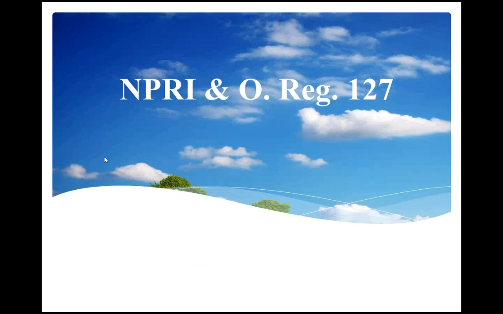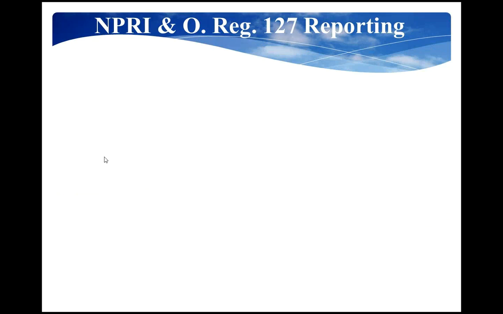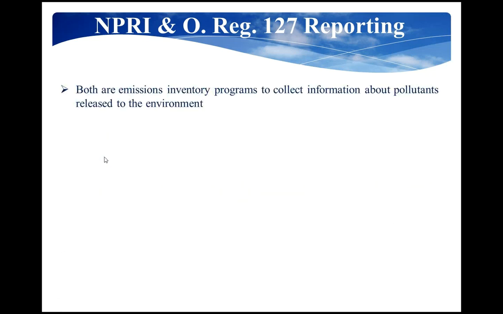So next I'm going to talk about the National Pollutant Release Inventory and Ontario Regulation 127. Most of what I'm going to talk about in this section will actually be about NPRI. However, much of the guidance for NPRI does apply to Ontario Regulation 127, so you can use that information for that program. So both programs are emission inventory programs used to collect information about pollutants released to the environment.